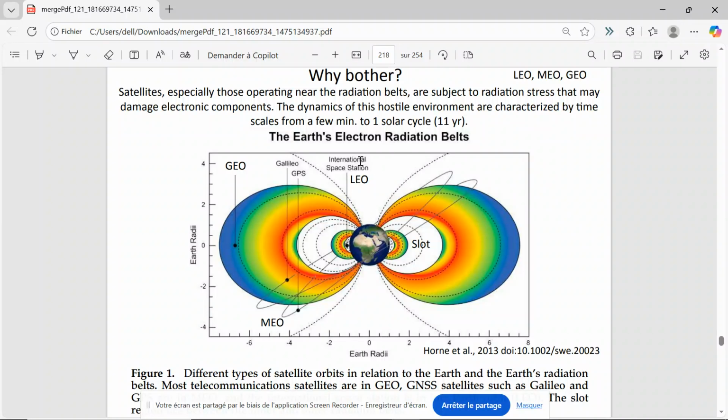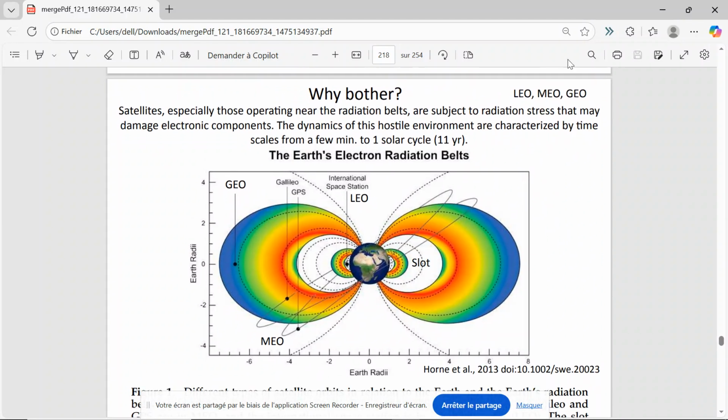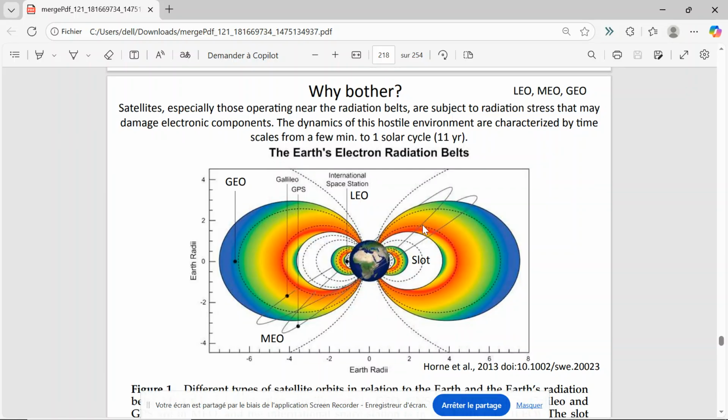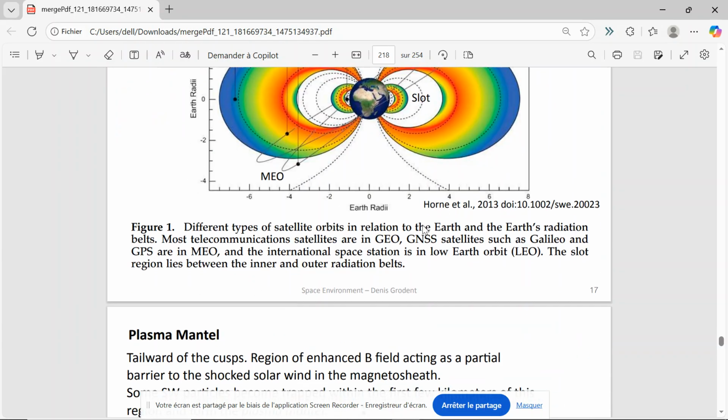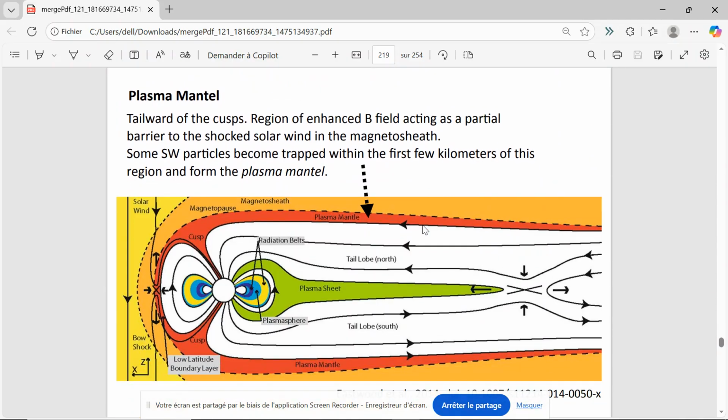Why do we need to care about those particles? Because we have satellites, and we do not want them to be in a zone where we have high particle activity, because they will hurt our satellite electronics especially. So we do not want it.